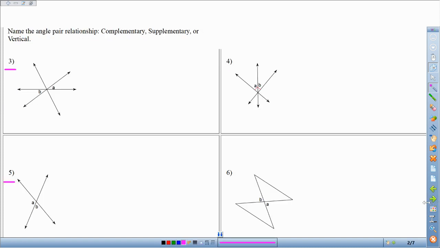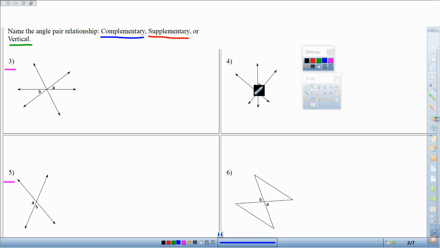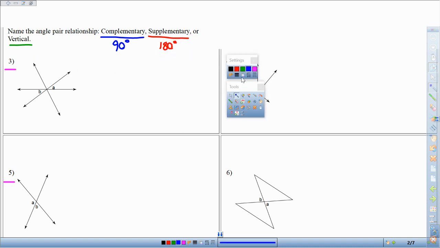Okay, so from here, it's asking us to name the angle pair relationship. Here's our three options: complementary, supplementary, or vertical. I don't think it's a bad idea on your review just to remind yourself. You guys remember complementary, they're two angles that add to 90 degrees. Supplementary are two angles that add to 180. And vertical angles are congruent.